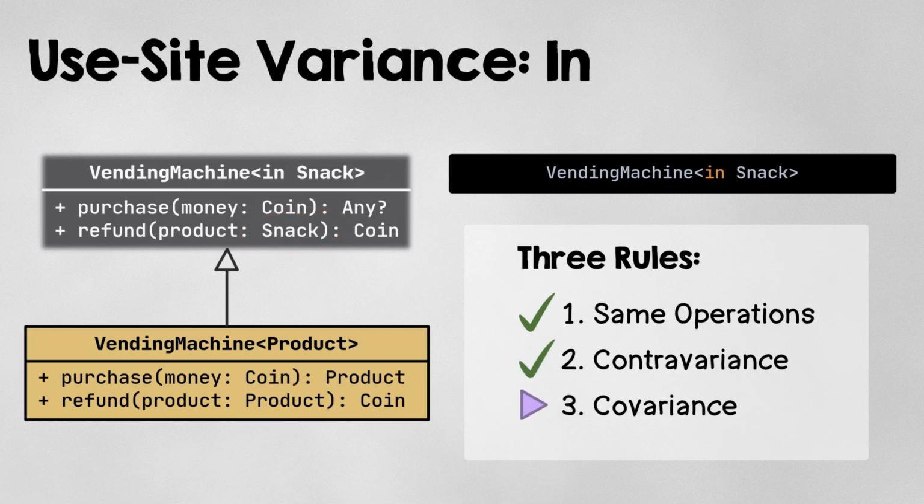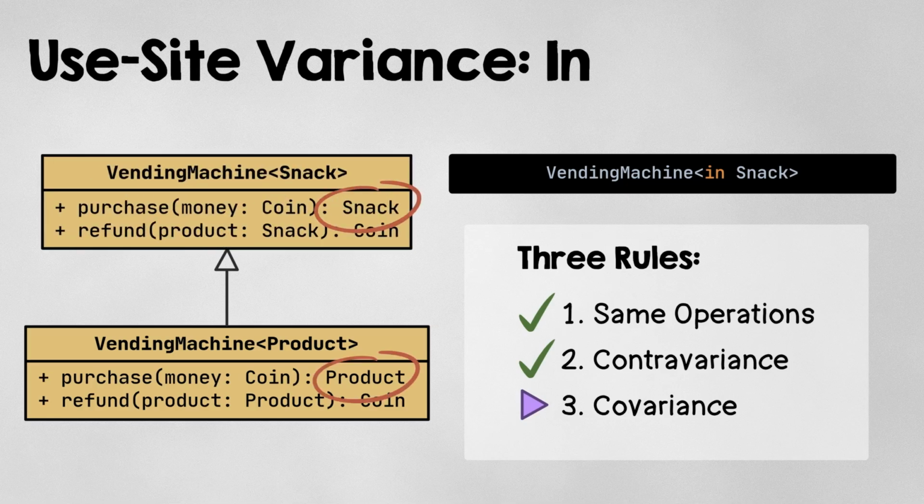And third, the rule of covariance. The return types for the refund function are the same, so we're good there. But now comes the interesting part. In the purchase function, we've got the type parameter used in the out position. Is this the same as or more specific than the one here? Well, if the type were just the type argument, then the answer would be no. So this would not be safe as a subtype.